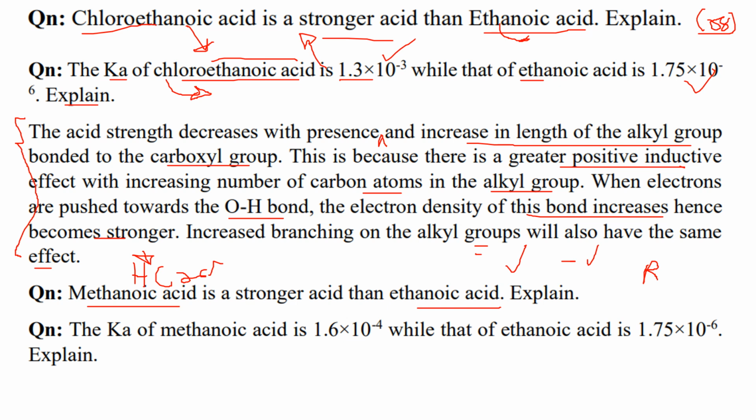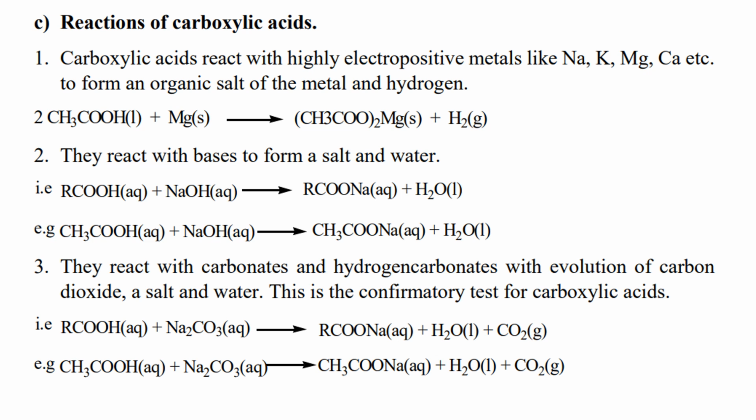Looking at question 2, we are saying that the ionization constant of methanoic acid is 1.6 exponential negative 4, while that of ethanoic acid is 1.75 exponential negative 6. You are prompted to explain the different reactions that are going to be involved with these carboxylic acids. You are going to be looking at number 1 as the reaction of carboxylic acid with highly reactive metals. And these highly reactive metals are going to be mostly sodium, potassium, magnesium, or calcium, among others, but mostly it's going to be sodium. So we are saying that they form an organic salt and usually hydrogen gas.